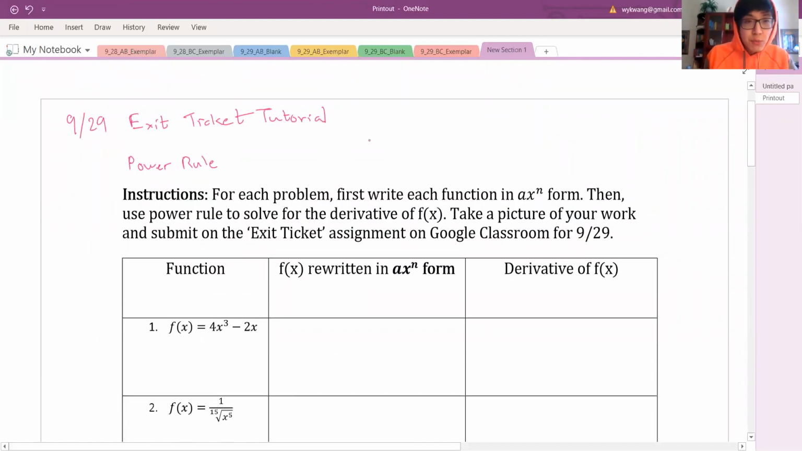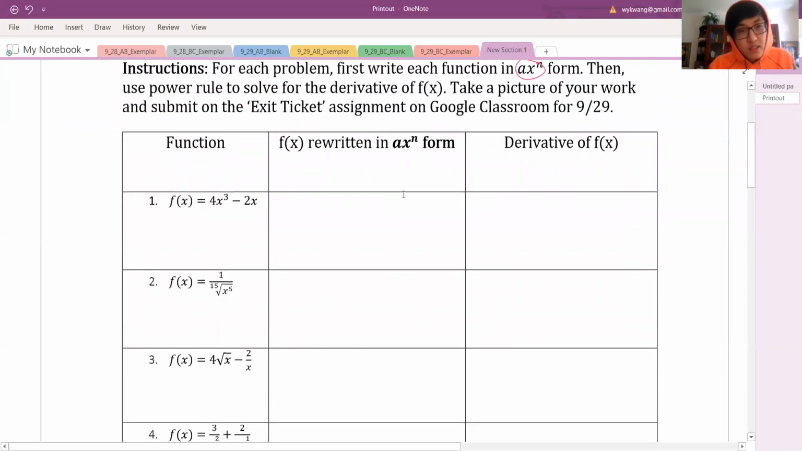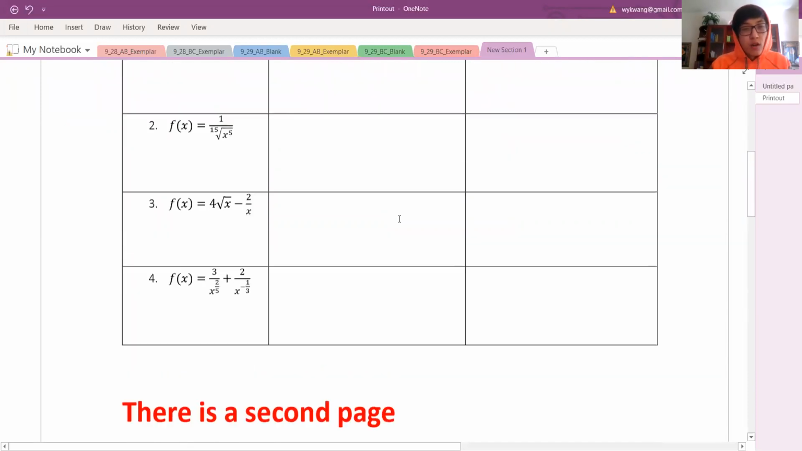So the instructions say for each problem, first write each function in ax to the n form. This is basically power rule form, right? Because this makes it easy for us to apply power rule. Then use power rule to solve for the derivative of f of x. Take a picture of your work and submit on the exit ticket assignment on Google Classroom for today. You don't have to do your work on this sheet or anything. I just expect to see each problem, like 1, 2, 3, 4, etc.